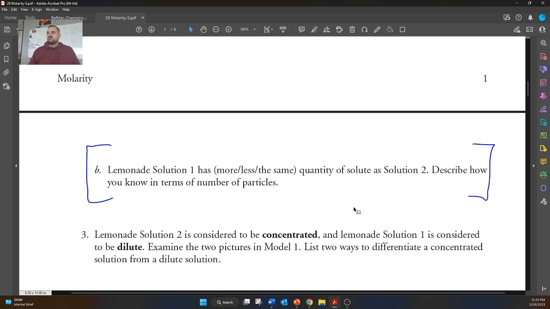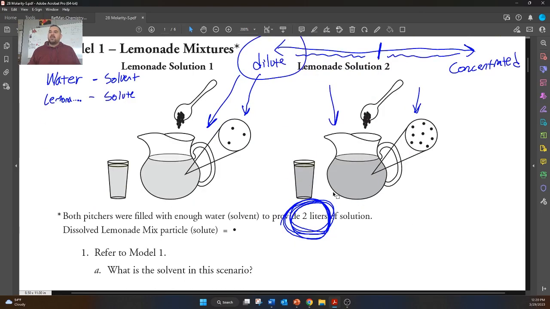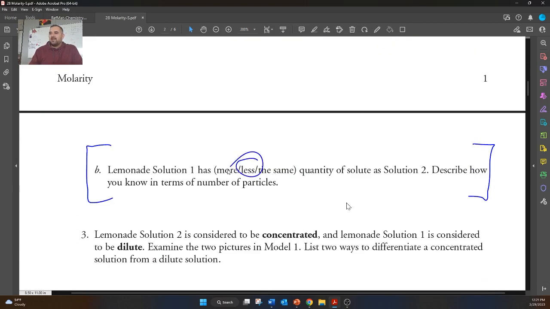Lemonade solution 1 has more or less the same quantity of solute as solution 2. Describe how you know in terms of number of particles. All right, so we're comparing 1 to 2 here, and they want to know which one has more solute. So they both have the same amount of solvent, but which one has more solute? Solution 2. So solution 1 has less solute, right? So for this one, we're going to put less.